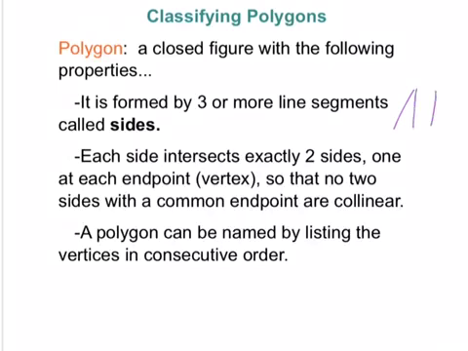if you had only 2 sides, then they would be on top of each other in order to connect. So it has to have at least 3 sides. Each side intersects exactly 2 sides, one at each end point. So when they intersect, they're going to intersect at the end point right here. And this is what we call the vertex, so that no 2 sides with a common endpoint are collinear.